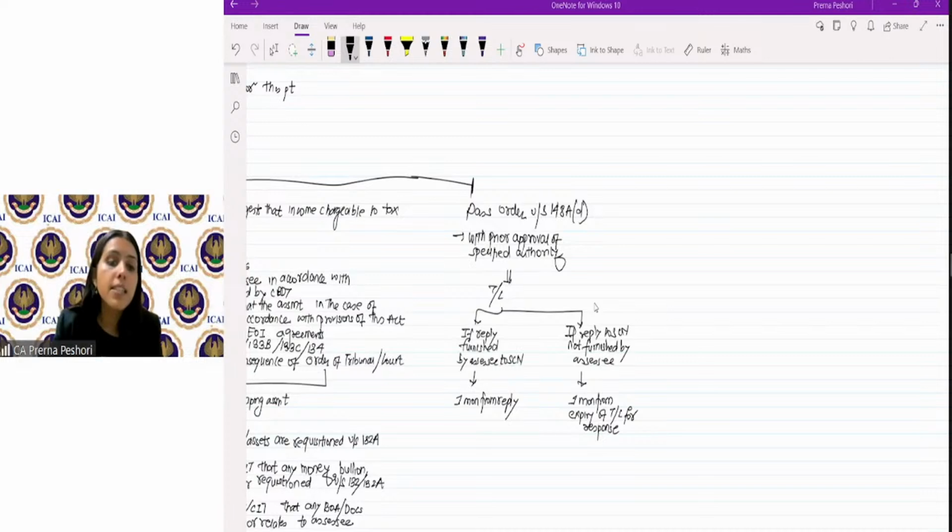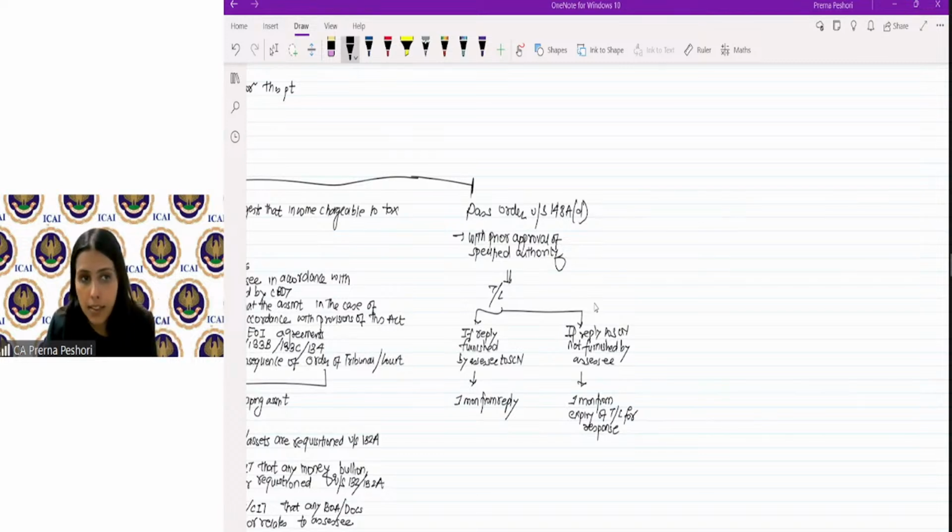Yes, Mansha, this reassessment is same for all the assessee. Yes or no? Any questions so far? Yes, students, any questions so far? Yes?